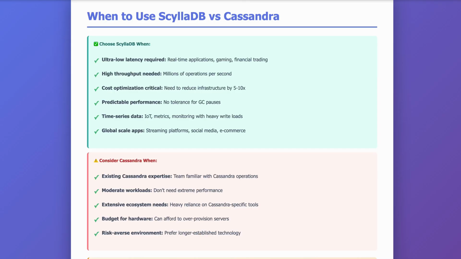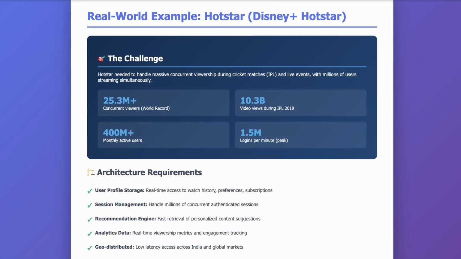Consider staying with Cassandra when you have existing Cassandra expertise and your team is familiar with operations. For moderate workloads where you don't need extreme performance. When you have extensive ecosystem needs with heavy reliance on Cassandra-specific tools. If you have the budget to over-provision servers. Or in risk-averse environments where you prefer longer established technology. The good news? ScyllaDB is API compatible with Cassandra, meaning applications can migrate with minimal code changes. You can even run a mixed cluster during migration.